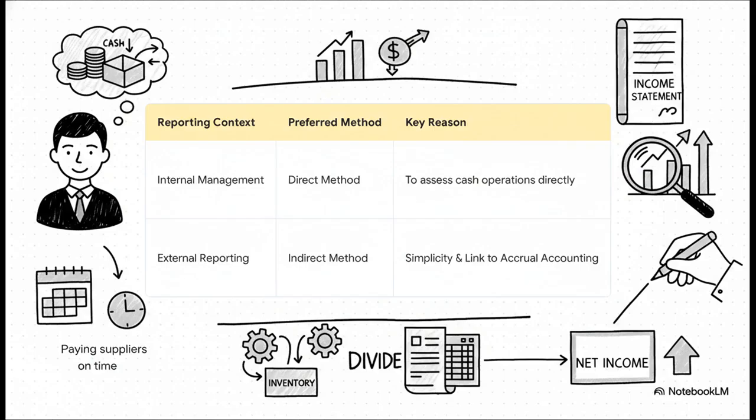Okay, now switch hats. You're a sharp investor. You're looking at a company's annual report and you're trying to decide if this is a solid long-term investment. The indirect method is your go-to. It lets you take that big public net income number and dig in to see just how well the company is converting its profits into cold, hard cash.